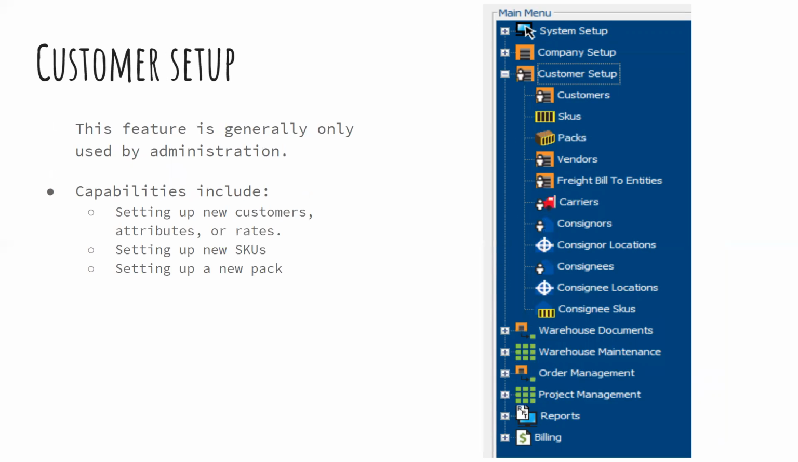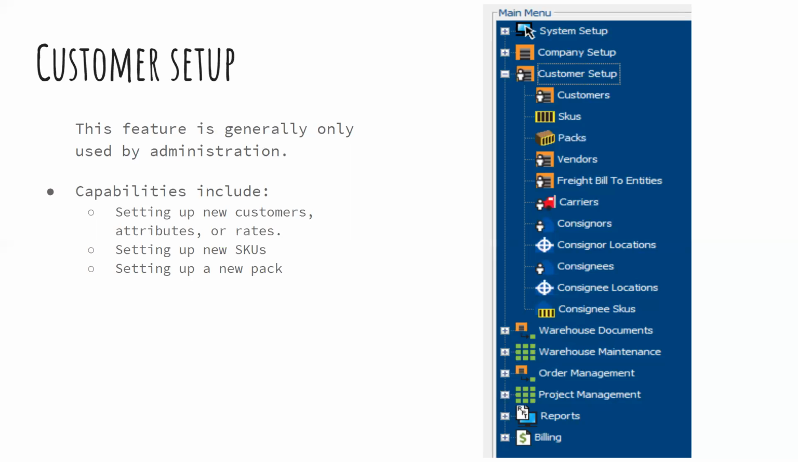Another function is the customer setup, and for the most part, administration is going to utilize this function more often than non-admin employees, but some of its capabilities include setting up new customers or attributes or rates. An attribute is specific information that is important to the customer. Some examples of this could be a lot number or a batch number, an expiration date, a serial number, or even a color. Anything that will help the customer specify the product that they want to ship.